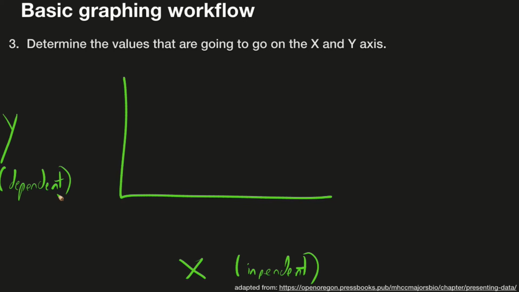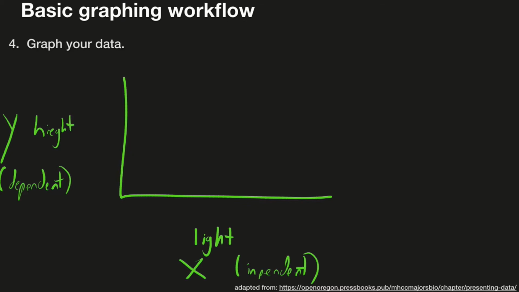And so, as an example of what this could be, let's say we're interested in low versus high sunlight and how it impacts plant growth. So we might have light being our independent variable on the x-axis and height on the y-axis.